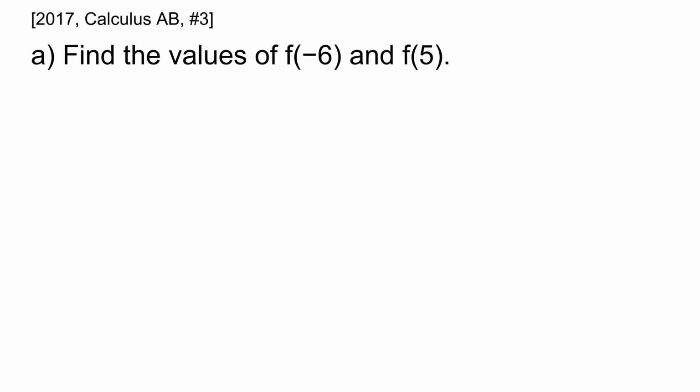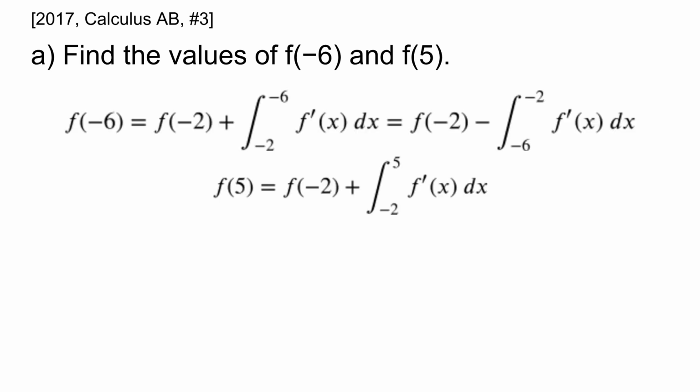In part A of the question, we are asked to find the values of f of -6 and f of 5. F of -6 can be found by taking f of -2 and adding it to the integral from -2 to -6 of f prime of x dx, which is f of -2 minus the integral from -6 to -2 of f prime of x dx. Use the graph to calculate the area, and f of 5 is f of -2 plus the integral from -2 to 5 of f prime of x dx.